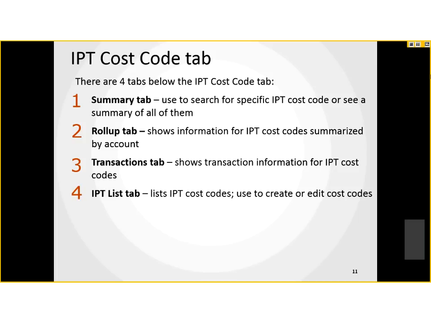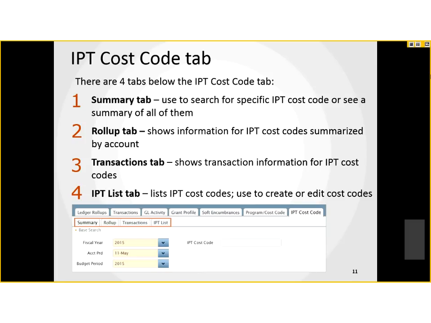And then finally there is the InfoPorte list tab, which lists the InfoPorte cost codes. And those are the cost codes that have been created in InfoPorte. And from this tab you can create new cost codes, or you can edit the ones that you have currently. And this is what that looks like. So you can see, working from left to right, the summary, the roll-up, the transactions, and the IPT list.